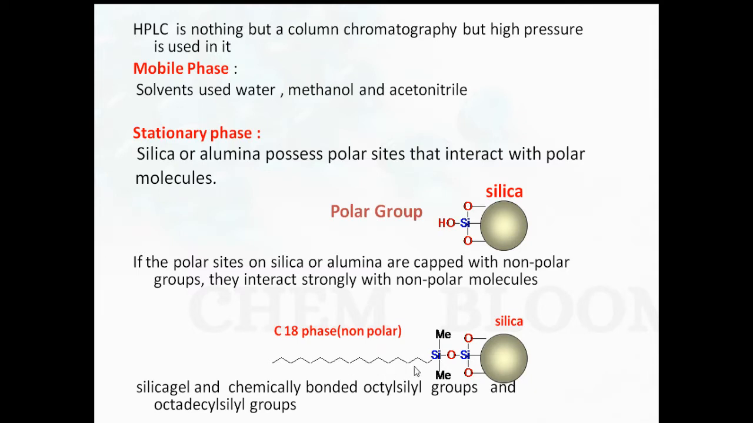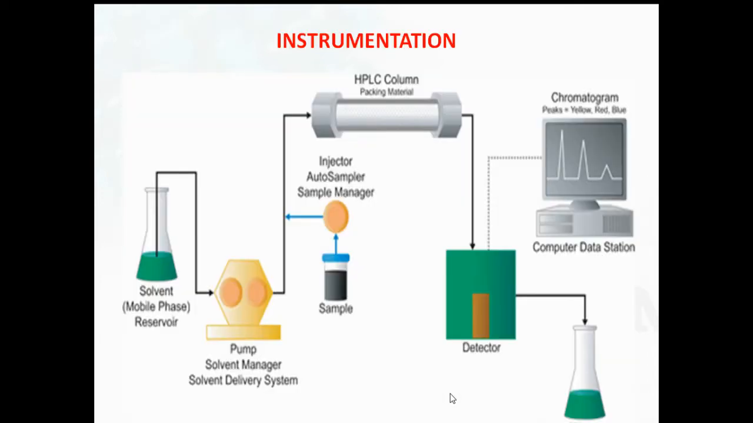So this silica, when it is bonded to octadecyl silyl group, will act as a non-polar stationary phase. So we can have a polar stationary phase directly by taking the silica, and if you want to convert it into non-polar, just bond that silica with the octyl silyl group or octadecyl silyl groups.